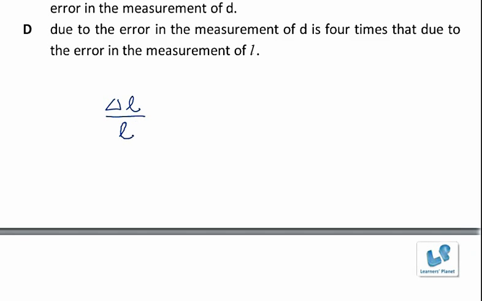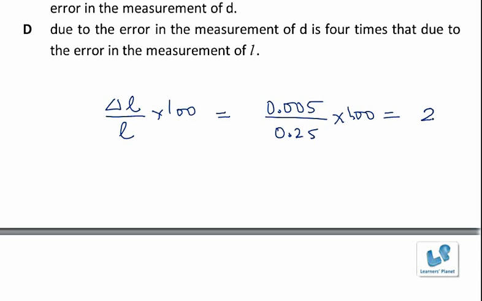Okay. Now if we wish to find out relative percentage error in the measurement of length, it will be given by delta l by l into 100, the value of which is 0.005, this is the least count, divided by length, which is 0.25, into 100. So if we calculate this, it is 2%.